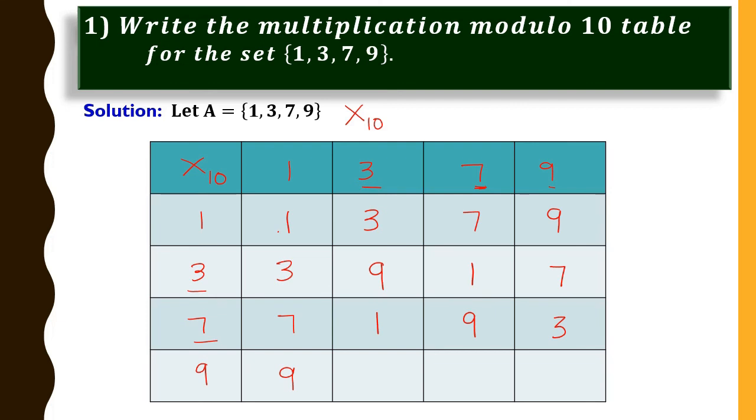Similarly, 9 into 3 is 27. If you divide 27 by 10, remainder is 7. Next, 9 into 7, 63. Remainder is 3 when we divide by 10. Next, 9 into 9 is 81. When we divide 81 by 10, remainder is 1.